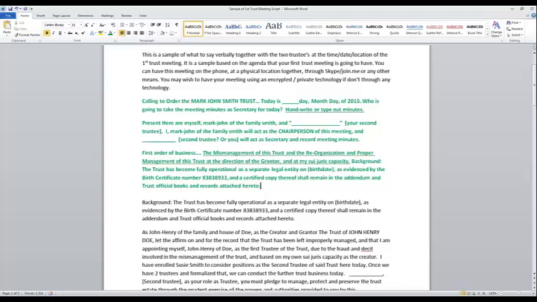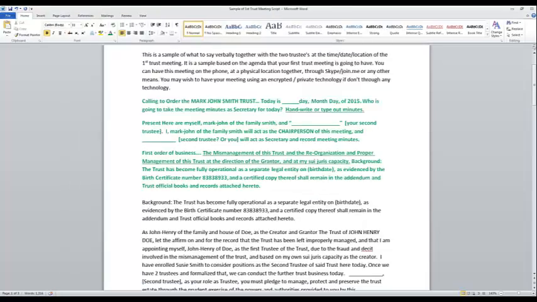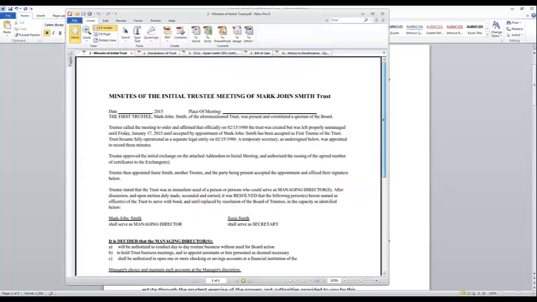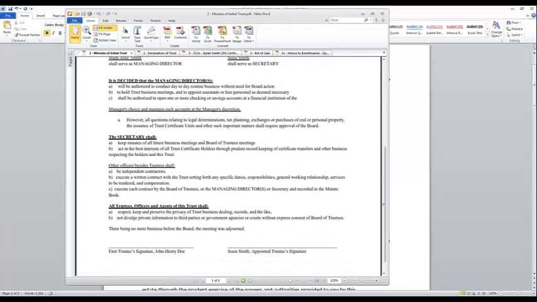So this is a sample of what the meeting is like. You sit down, you've got all the documents printed out that we prepared for you or that you prepared for yourself, and you say, calling to order the Mark John Smith Trust. Today is Friday, January 30th, 2014. Who is going to take the meeting minutes as the temporary secretary for today? And then obviously you or your friend would raise their hand and say okay. You pull out your marbled notebook, or whatever, or the previous minutes that we already have typed up for you, and you just document and put a check mark next to the fact that this all happened. And at the end you sign it.